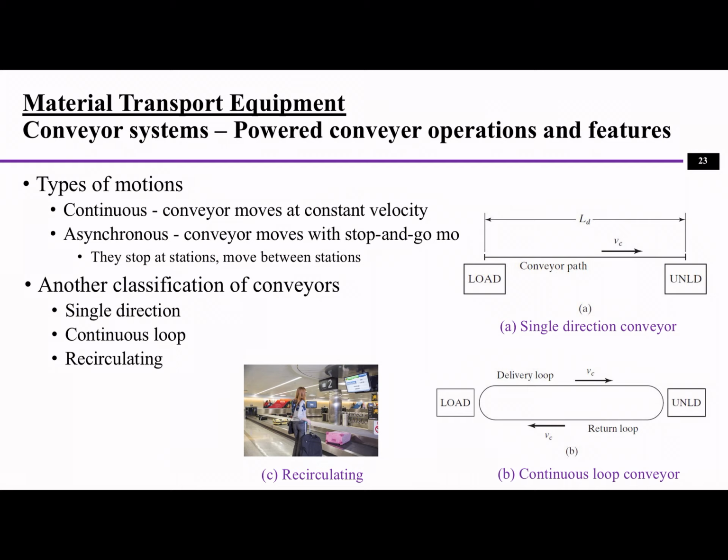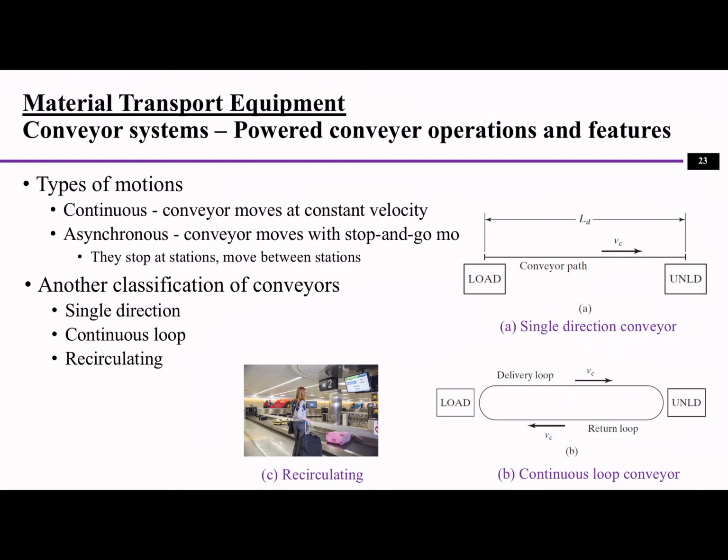Another type of classification of the conveyors depends on the direction in which the conveyor goes. One is the single direction conveyor, which is from one place to another place, from load to unload. It's just one direction. Once they move, it is there. And another one is a loop. So you can put the load station at one end of the loop and also unload at the other end of the loop. So the conveyor will just go through the loops.